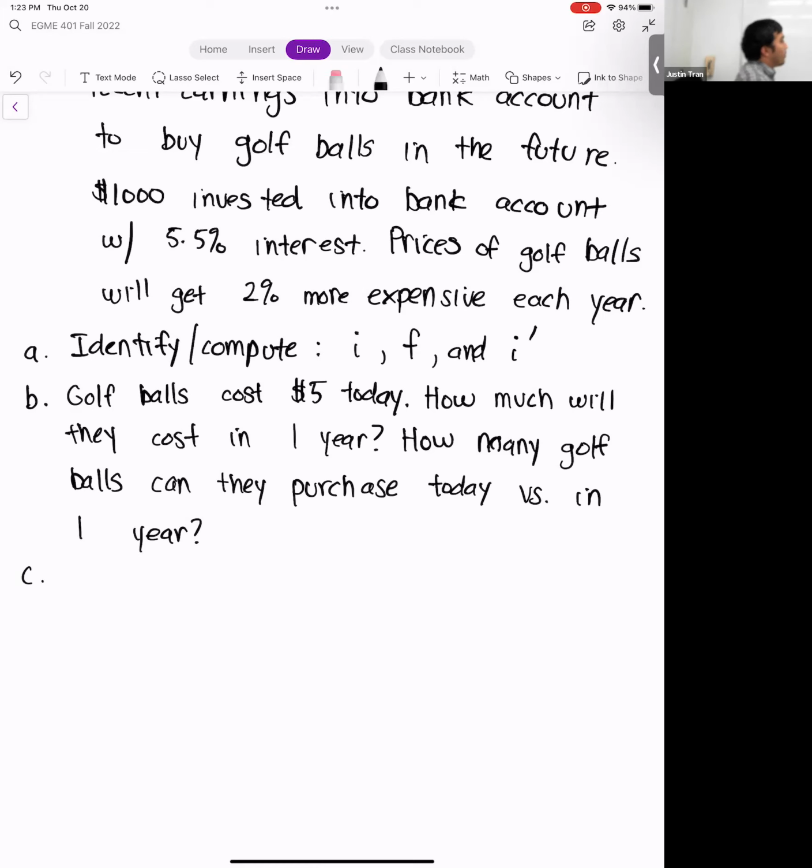Okay, so that's part B. And then part C, we're going to redo this entire problem, but then we're going to assume the inflation rate is actually going to be 8%.